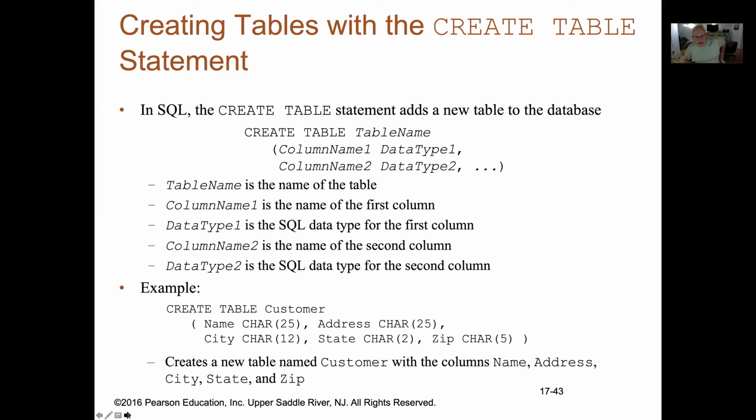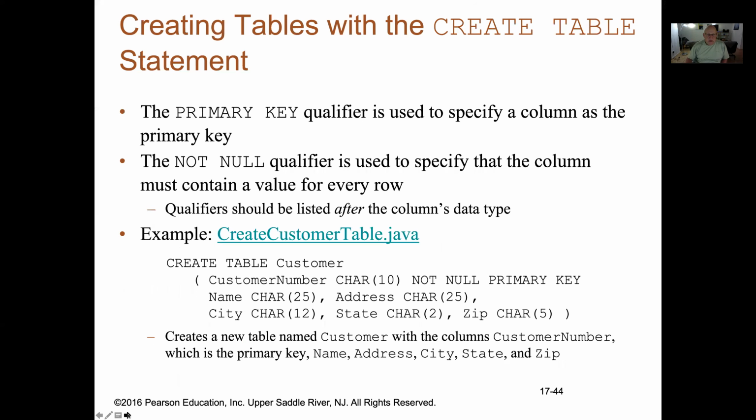So you use the create table statement, and the name of the table is customer. Name char, address, city, state, zip. This creates a new table named customer with the columns name, address, city, state, and zip. The primary key qualifier is used to specify a column as a primary key.